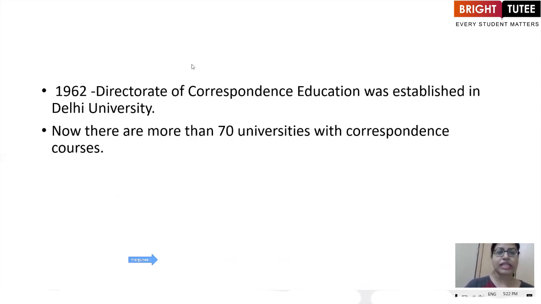Now, in the year 1962, the Directorate of Correspondence Education was established in Delhi University. At present, there are more than 70 universities with correspondence courses. So you can see that a lot of formal agencies of education, 70 universities actually, have correspondence courses or distance courses.